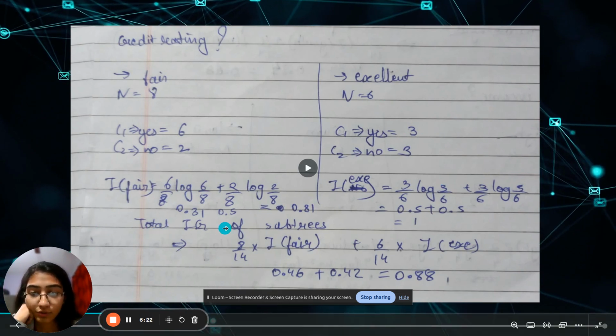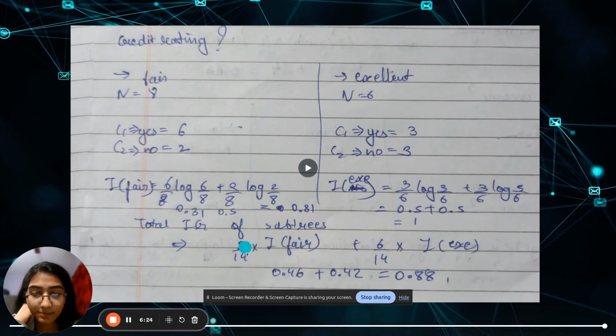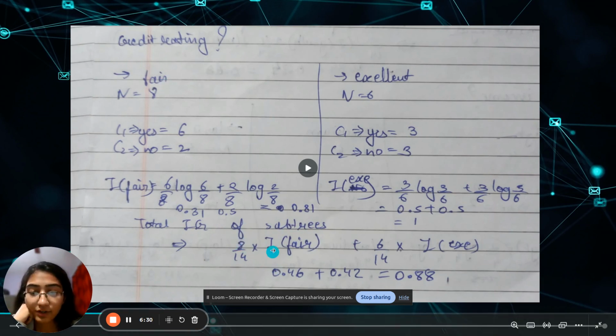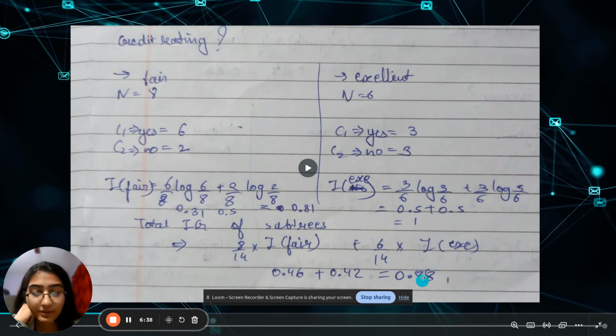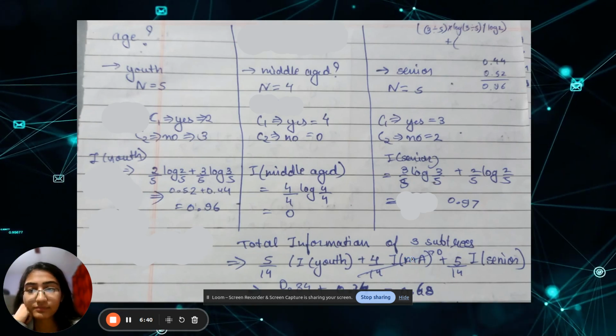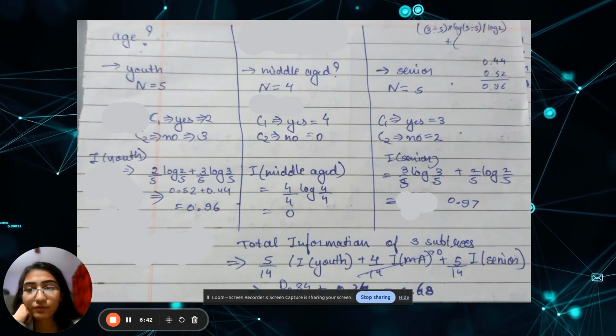After finding the total information gain for this subtree, it will be 8 by 14, because there are a total of 8 fair out of 14. So 8 by 14 multiplied by information gain for fair plus 6 by 14 multiplied by information gain for excellent, and after solving it we will get 0.88. Similarly, we will find out for age.